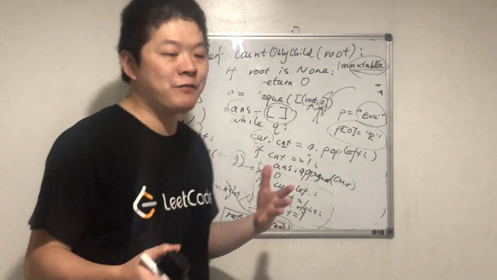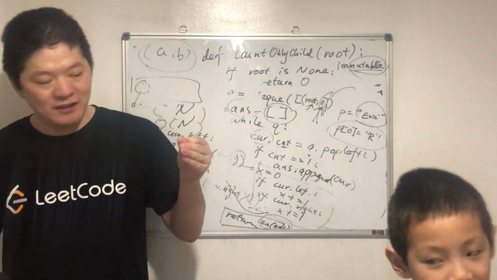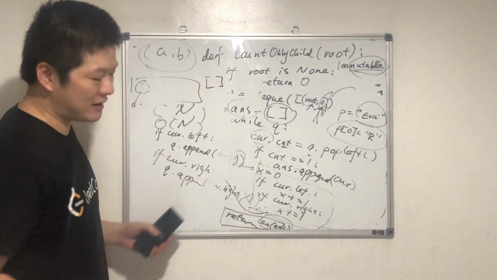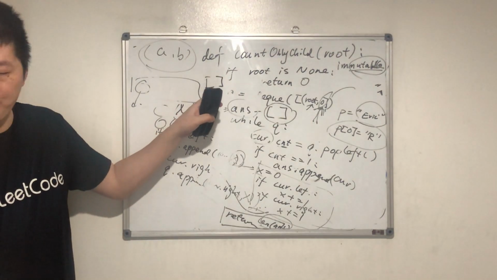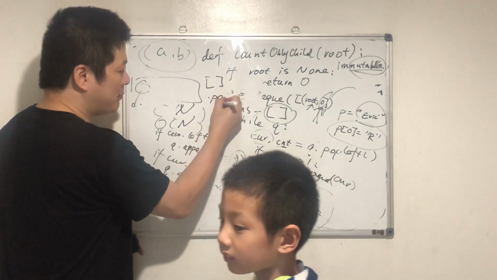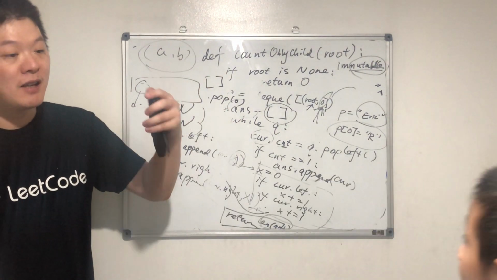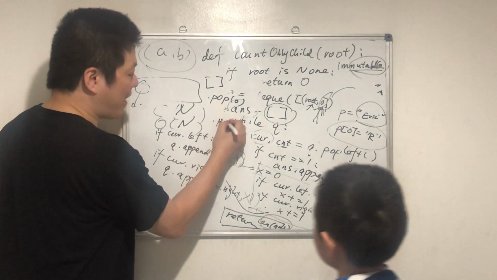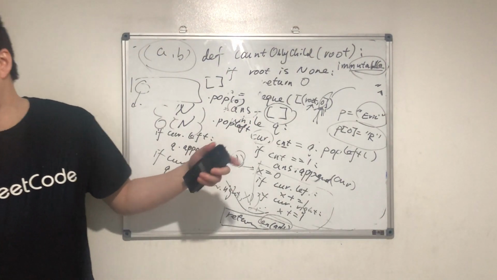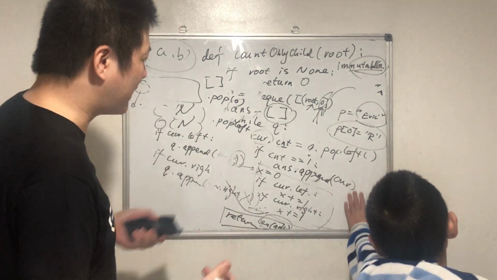If you are popping one element from the beginning of a list, remember in Python we use this to represent the list, pop 0 takes linear time, right? But in deque, you can use popleft, which is O(1) constant. So this is better. That's why we use deque instead of list to achieve the queue, okay?